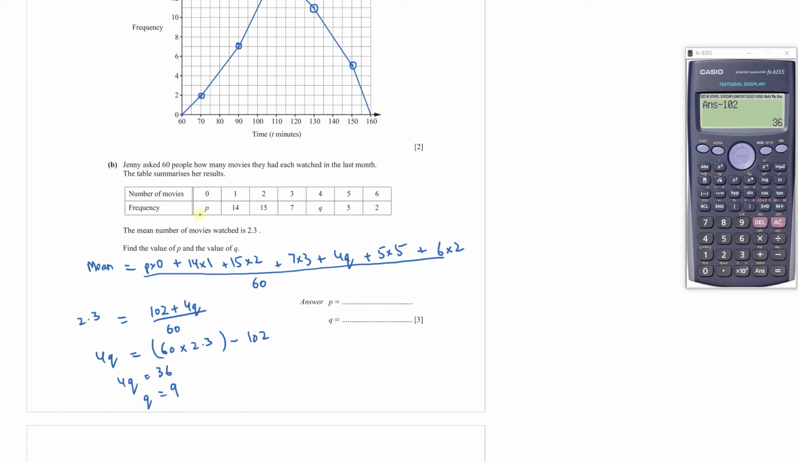And then you know that the sum of all frequencies is 60, so you can use that equation. p plus 14 plus 15 plus 7 plus q, which is 9, plus 5 plus 2 should equal 60. If I add all of these together, 14, 15, 7, 9, 5, and 2, you get 52. So this is p plus 52 equals 60. And then p will be 60 minus 52, which is 8. So p is 8 and the value of q is 9.